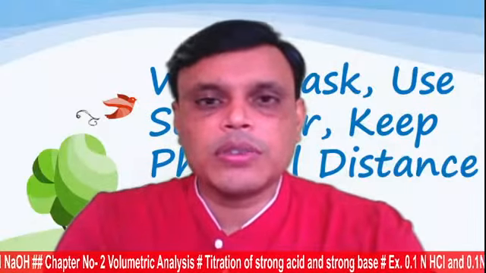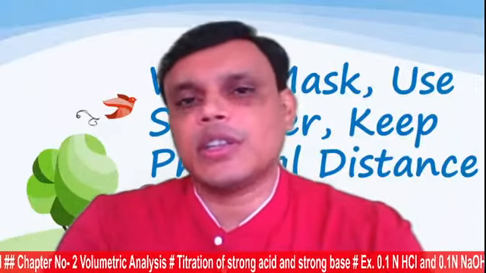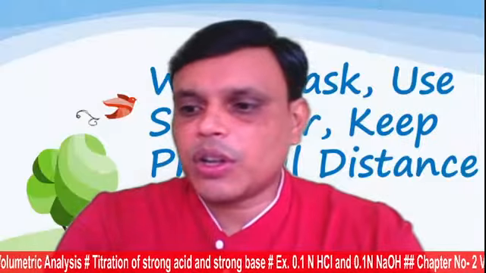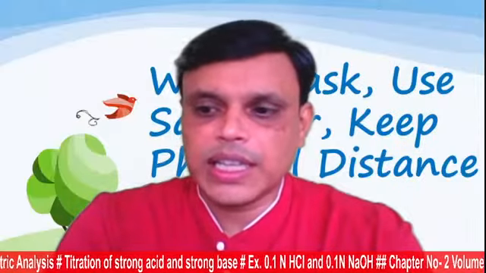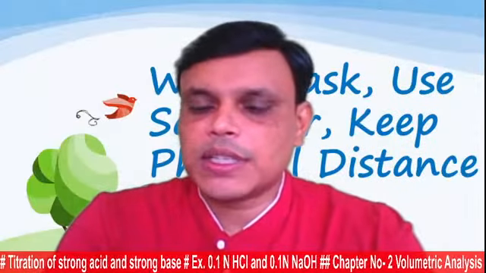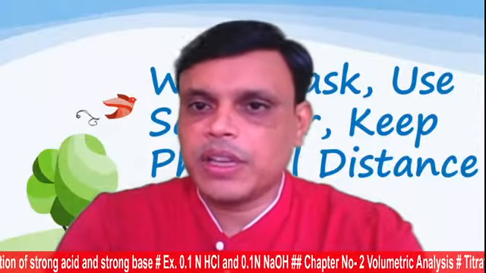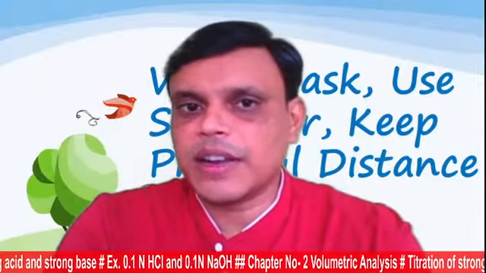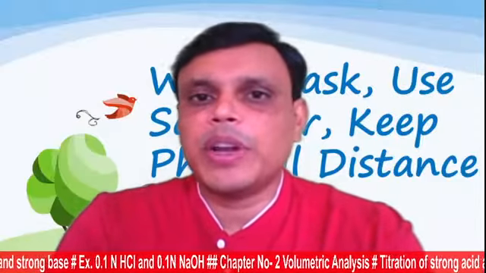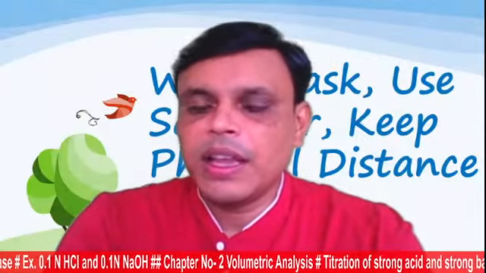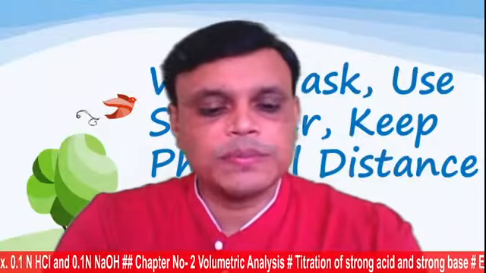So we have seen the definition of the neutralization curve. What is a neutralization curve? It is the graph or plot of H plus ion concentration or pH versus the titrant. Titrant means a burette solution, a solution which is taken in a burette. It is called a titrant.